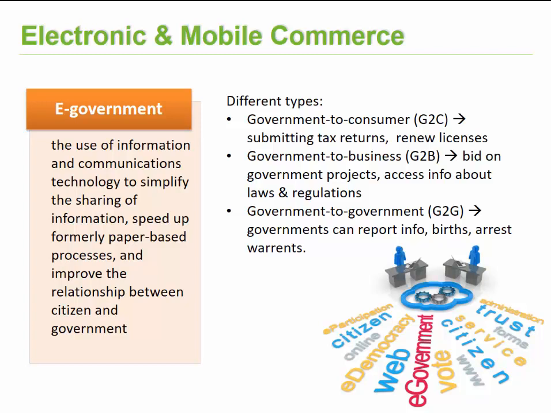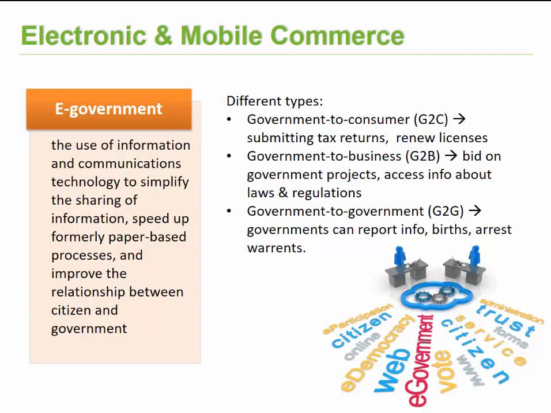E-government commerce sites come in three formats. We get government to consumer, government to business, and then government to government. Government to consumer is typically where citizens need to complete tax returns, renew licenses, and find general information from government. Government to business is usually where there are government projects that people need to bid on, where companies need to get access to laws and regulations, and where they need specialized information.